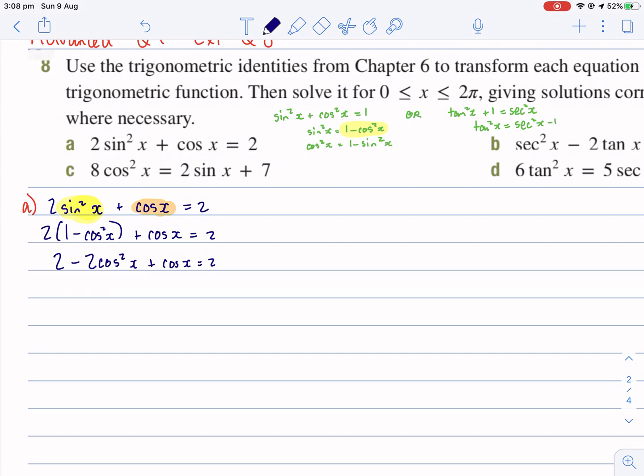Which means I've got, honestly, I'd rather have a positive in front of that cos squared. So, hang on, negative 2 cos squared x plus cos x is going to come out as 0 because I've subtracted 2 from both sides.